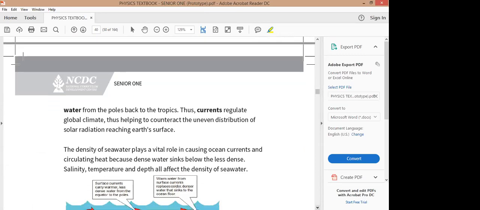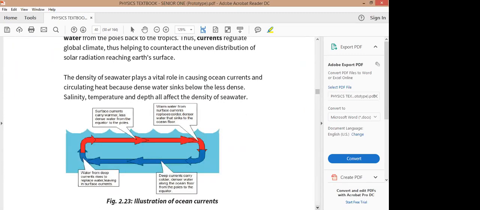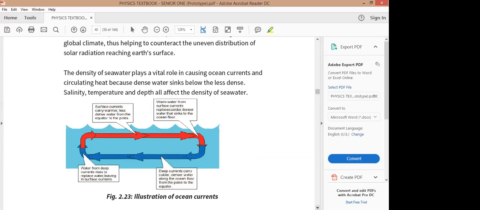The density of seawater plays a vital role in causing ocean currents and circulating heat because dense water sinks below the less dense water. Salinity, temperature, and depth all affect the density of seawater.